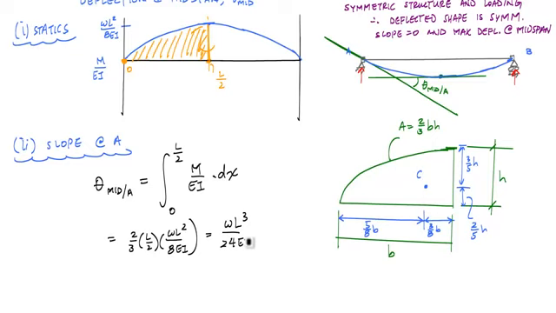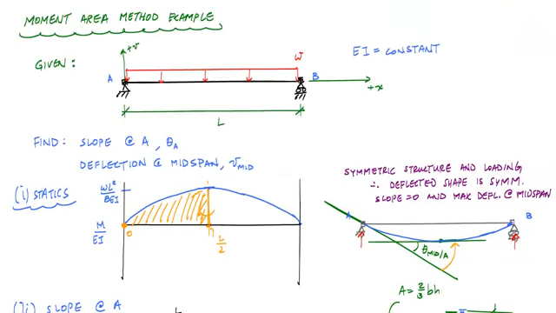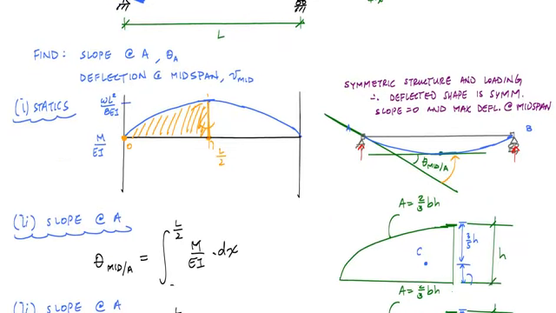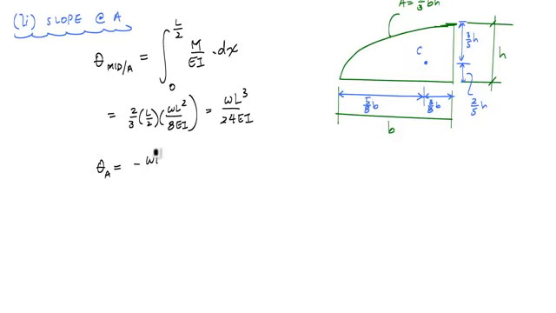And what that means is that the angle going from the tangent line at A to the tangent line at B is positive. That means my angle is rotating counterclockwise. But when I look at it in terms of the coordinate system that I established for this beam, this V and the X, the slope at point A is downwards, and that is a negative slope in this V-x coordinate system. So the actual slope at point A is equal to minus WL cubed over 24EI.